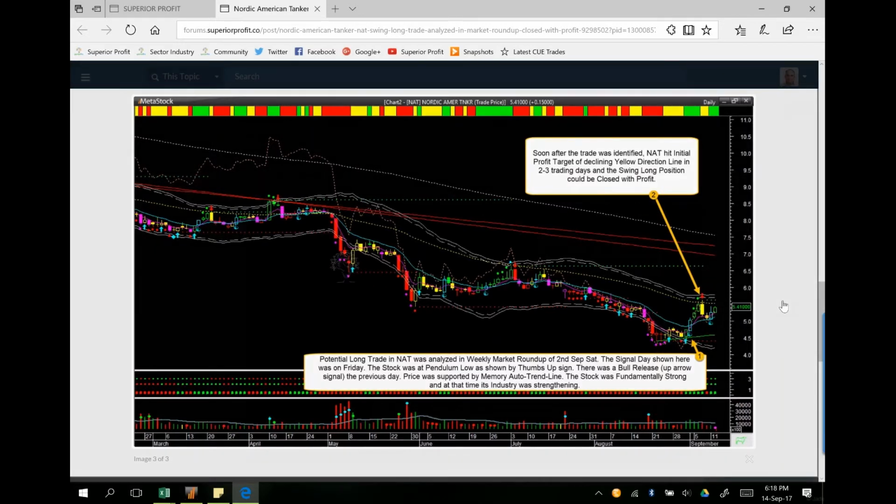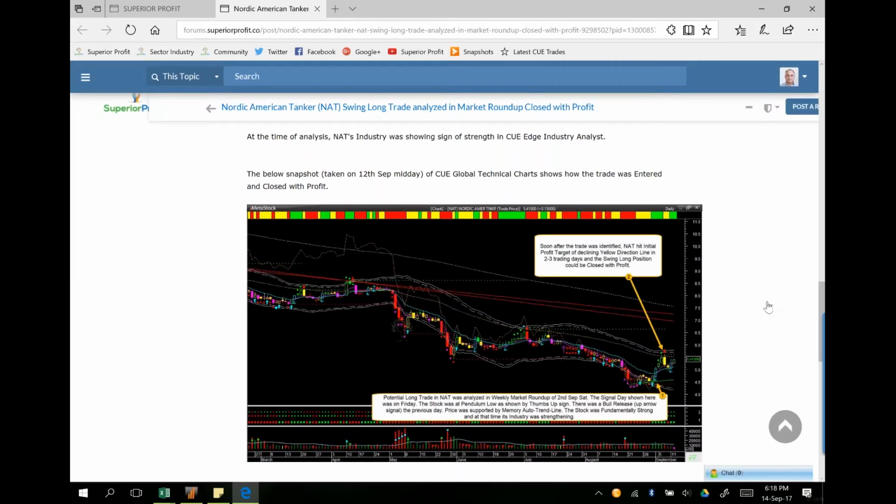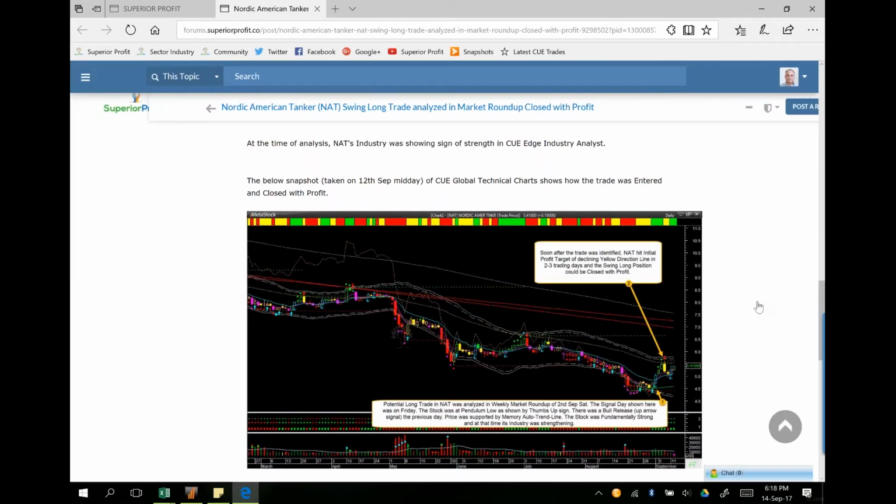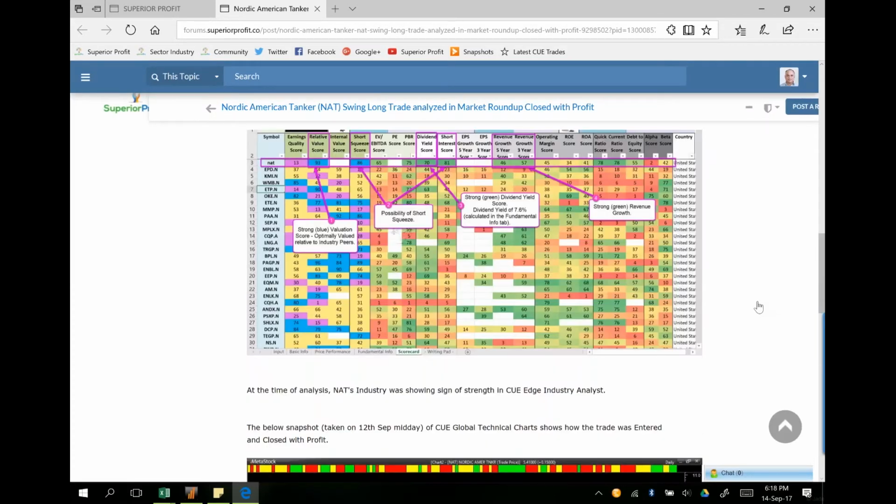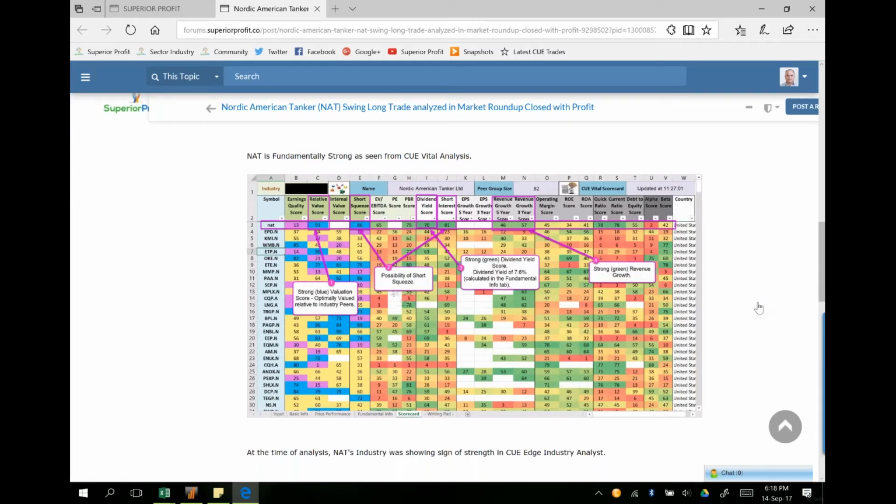As I mentioned, we just don't look at technical charts like other traders. We like to look at the fundamentals as well as industry strength. In fact, this trade was identified by another Q trader who asked me to look at it in the weekly market roundup, and I did so.